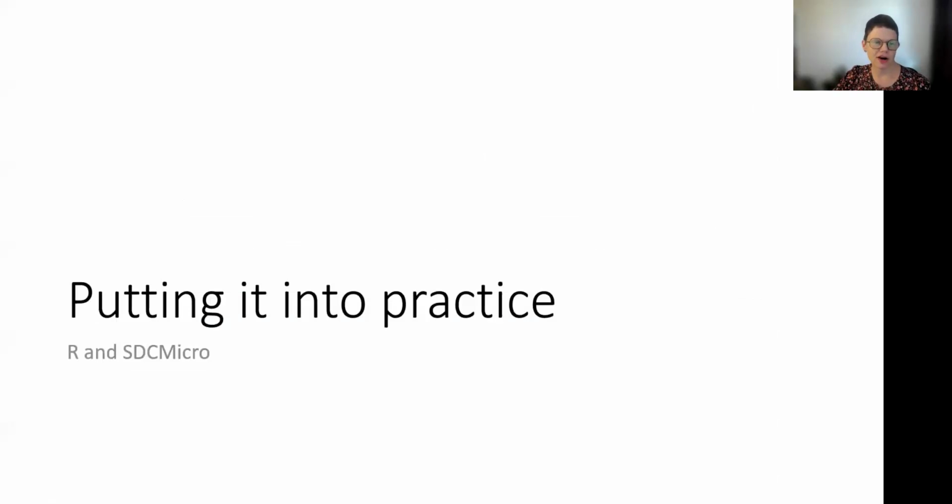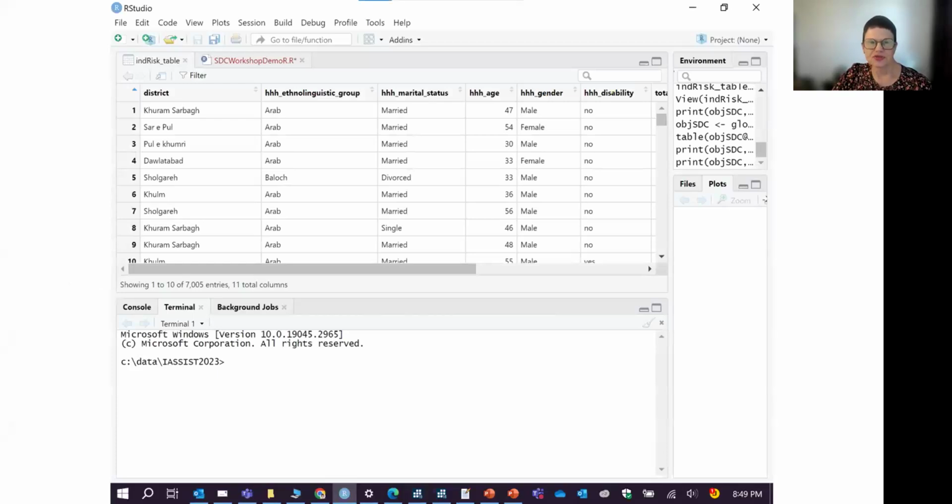R and SDC Micro. R is an open source package, a statistical analysis package and programming language. It's open source, it's free, researchers use it, it's good for the open science movement, and it is available and widely used internationally. It's not the most user-friendly software package, but makes up for that by being free.